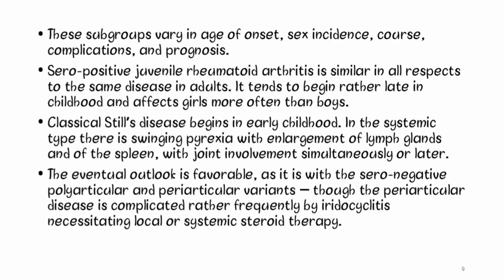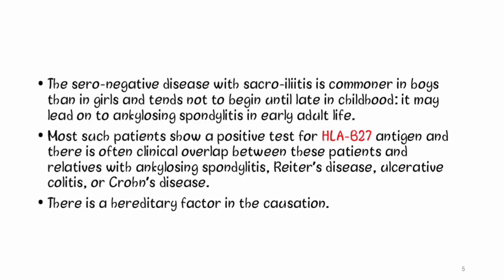Now, let's take a look at our next point before moving to prognosis. Our next point is seronegative disease with sacroiliitis. And this is more common in boys, unlike the seropositive type, but like seropositive, it has its onset in late childhood. And in early adult life, it may lead to ankylosing spondylitis.